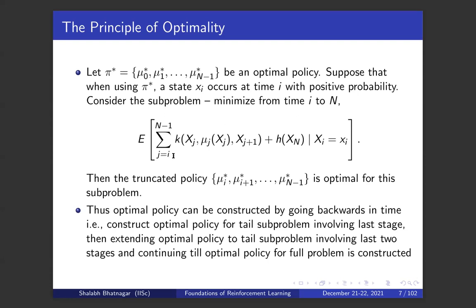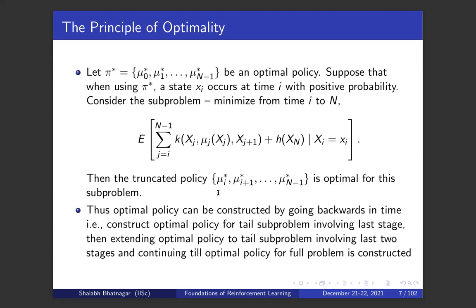Instead of going from 0 to n, we are now going from i to n of this entire expression, exactly the same structure, except that we are summing from i to n. Okay, so that's what this subproblem would be. And so let's say we want to minimize overall policies over all these truncated policies.